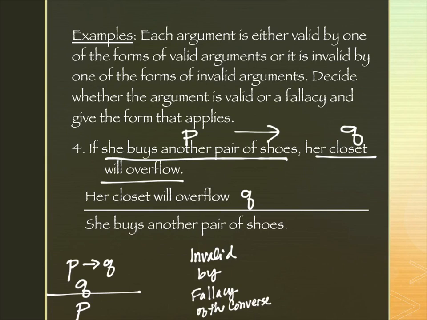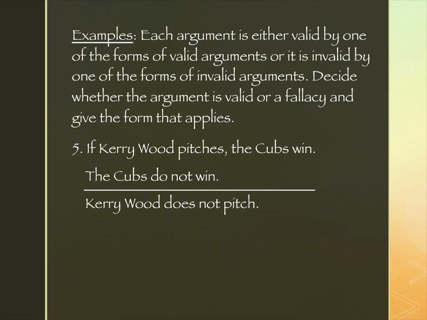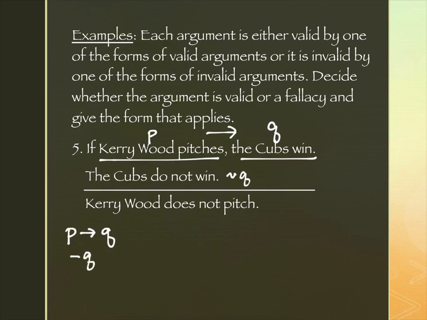Second example. If Kerry Wood pitches, the Cubs win. The Cubs do not win. Therefore, Kerry Wood does not pitch. Again, we have two statements. Kerry Wood pitches can be P. The Cubs win can be Q. The first one is an if-then statement, so this is P implies Q. Statement number 2 says the Cubs do not win. If Q is the Cubs win, then tilde Q would be the Cubs do not win.